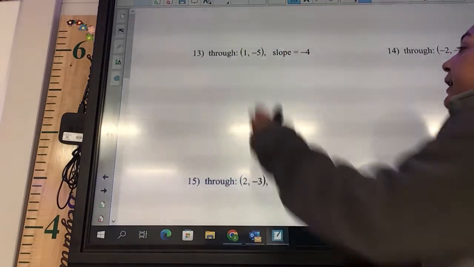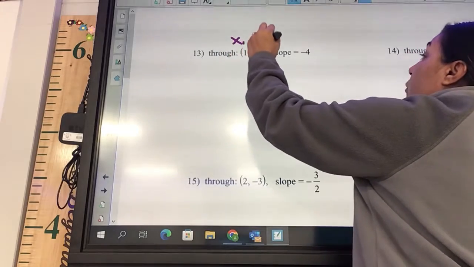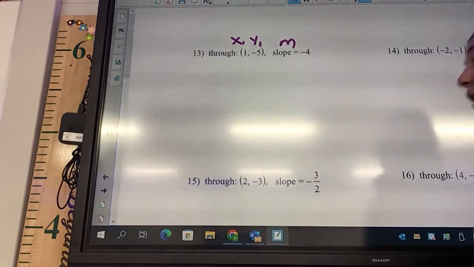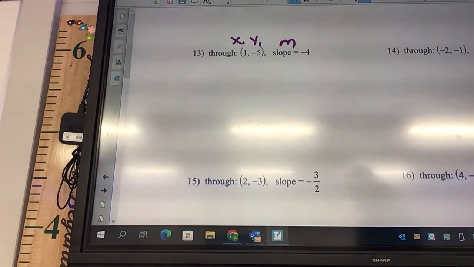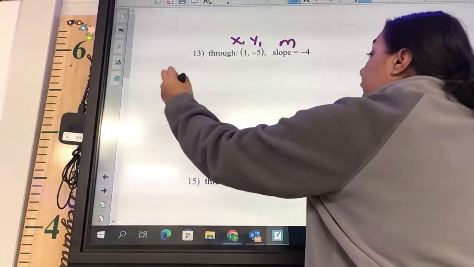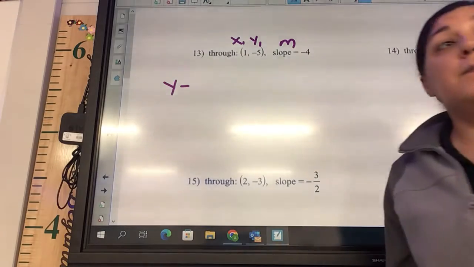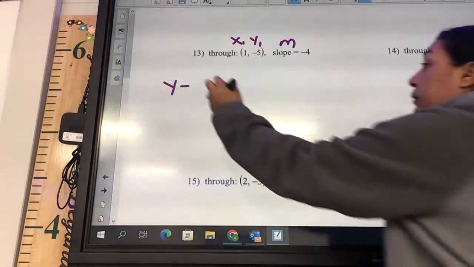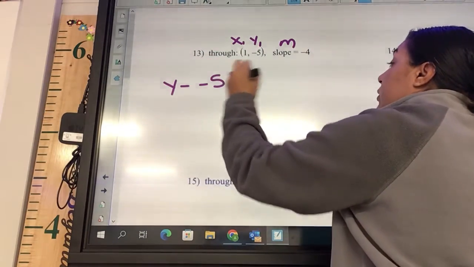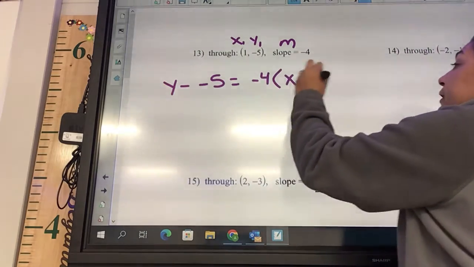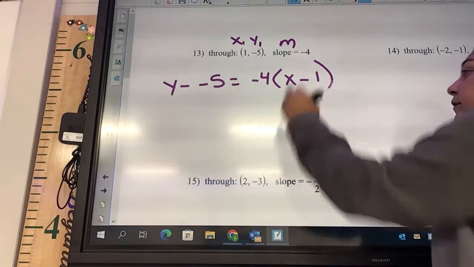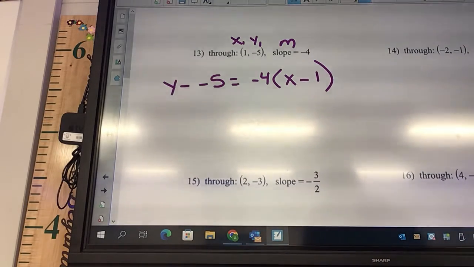Okay, 13, I got X1, Y1, and an M. Get on 13 if you're not. Okay, I got Y minus, what is Y1? -5 equals, what's my M? -4. -4, X minus minus 1. Good. Yes, easy. I mean, this is easy.